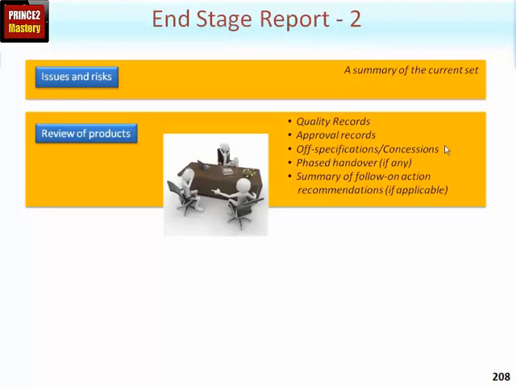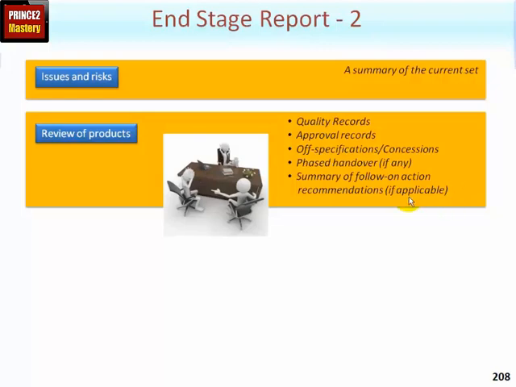We talked about issues and risks, and any off specifications. You'll recall, of course, that any changes and off specifications are treated as a type of issue. Here, by means of a summary at the end of the stage, the off specifications will list any products that did not meet the quality criteria and confirm if any had been granted concessions by the project board. Phased handover, if any, in other words, if any of the products have been passed into operational life within this stage, and a summary of any follow-up action recommendations if applicable.